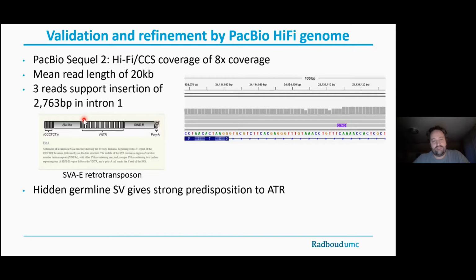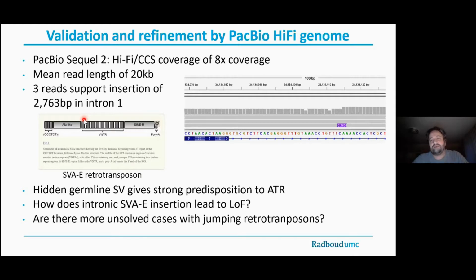So as such, we now believe that this truly is the validated germline structural variant that gives the strong predisposition to ATRT in this family. However, how exactly an intronic retrotransposon insertion leads to a loss of function allele is still further studied by work on RNA level by Roland Kuiper's group.